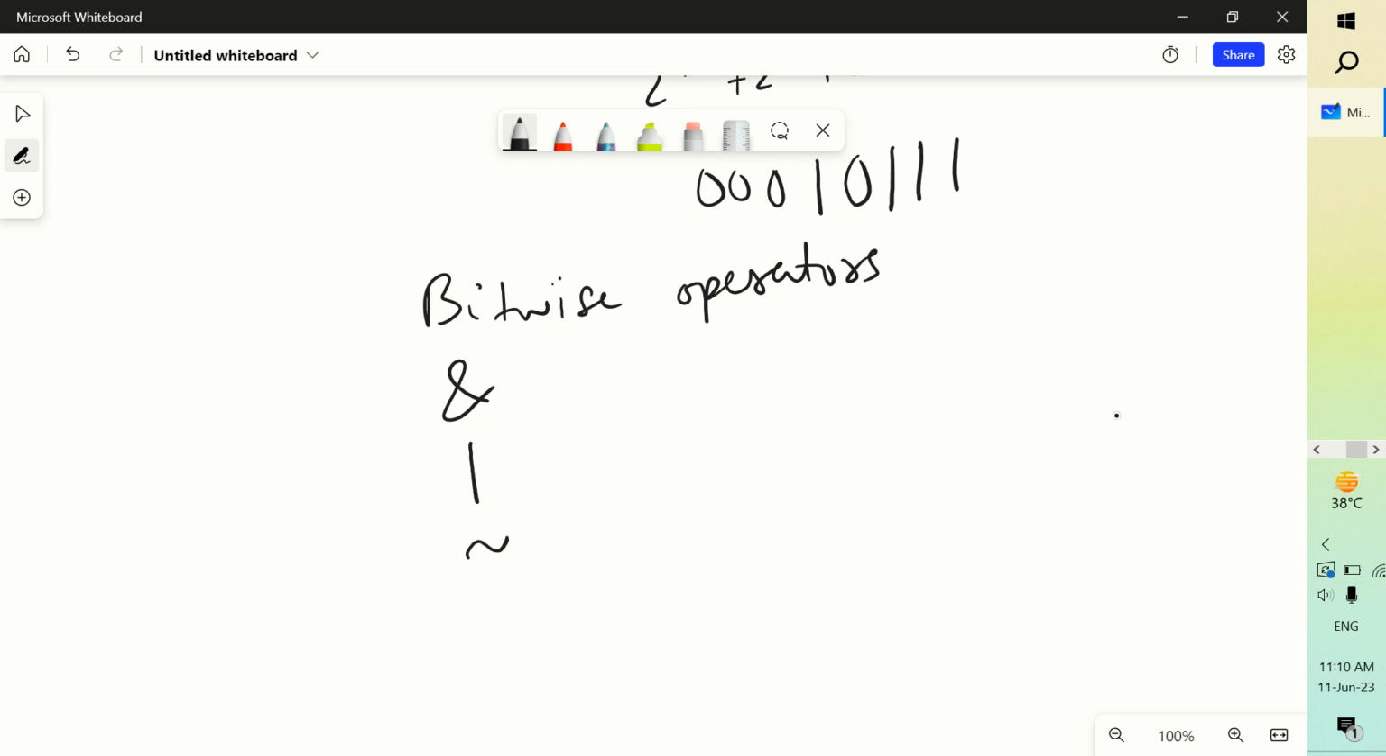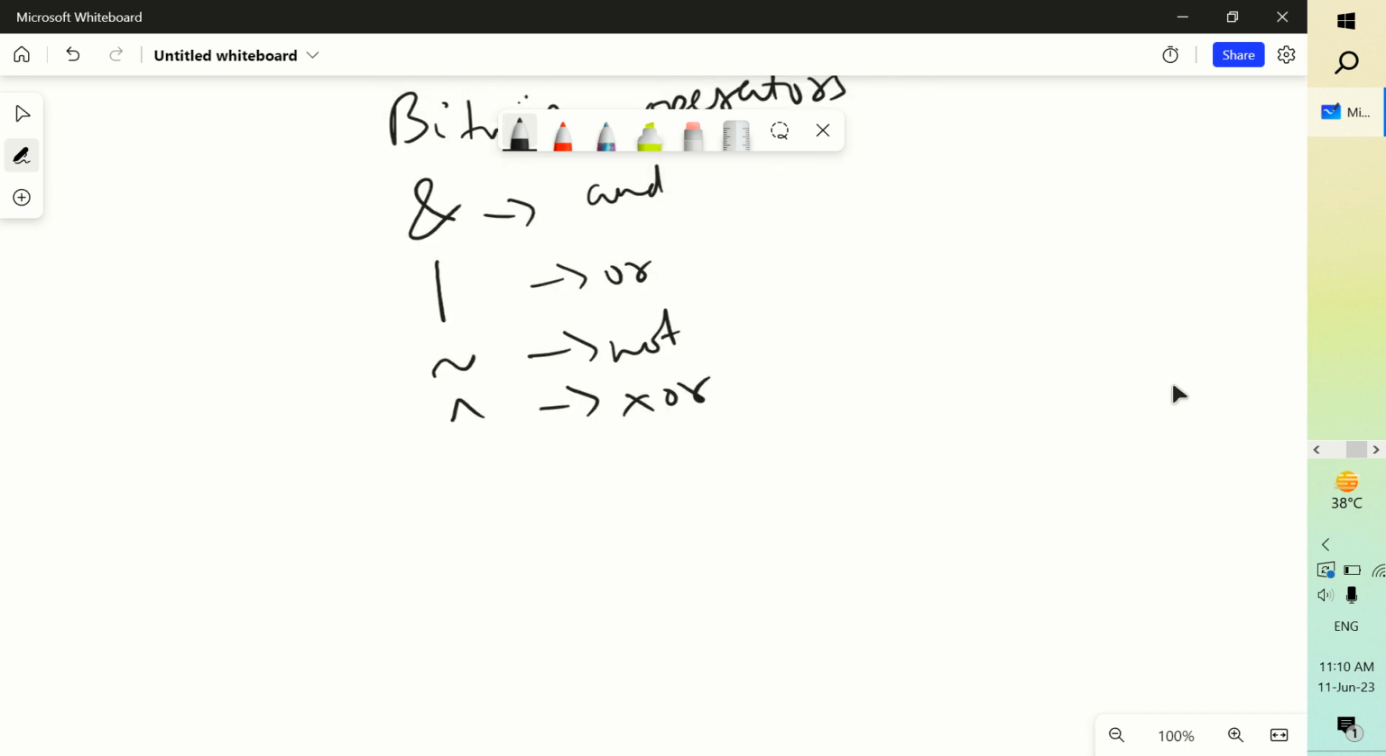And this is called bitwise XOR operator. So this is AND, this is OR, this is bitwise NOT, and this is bitwise XOR operator. Okay. So let's say I want to do 10 bitwise AND 2. So what do I need to do? I will first need to convert 10 to binary. What is 10 in binary? It is 1 0 1 0, with zeros before it.